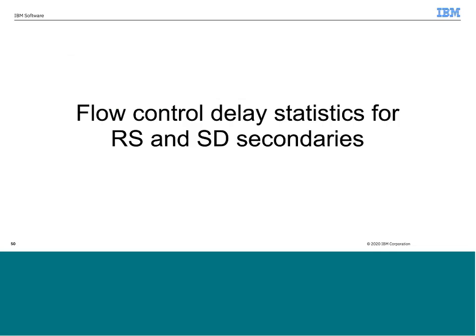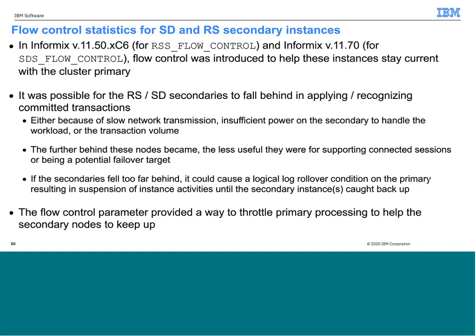Finally, the last thing we're going to talk about is some flow control statistics that are available on RS and SD secondaries. And as you'll see, this is to help you understand if you're having transaction throughput problems, is it because flow control is getting in the way? So flow control for RS secondaries was introduced in 11.5, and flow control for shared disk secondaries was introduced in 11.7. And it was introduced to help these secondary types stay current with the primary.